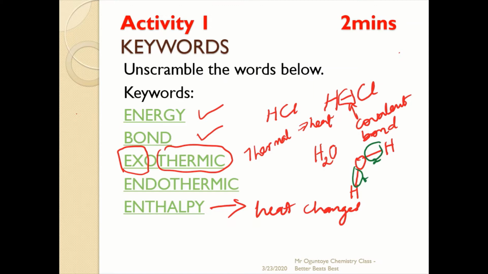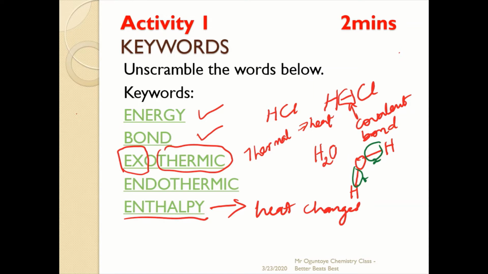When a chemical reaction takes place, it is usually accompanied by changes in heat energy. The change could be an increase in temperature or a decrease in temperature. So either way, we have a change in heat energy. So that change in heat energy is referred to as what? Enthalpy.